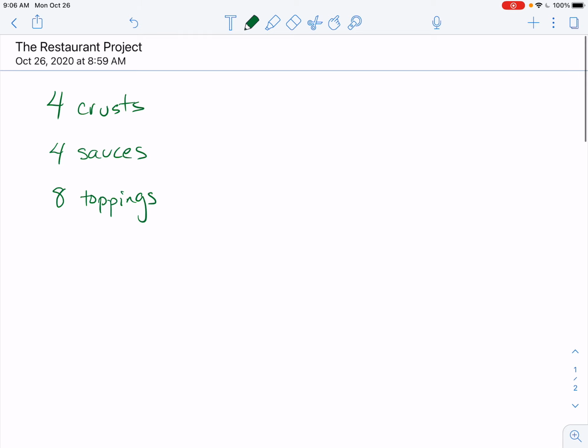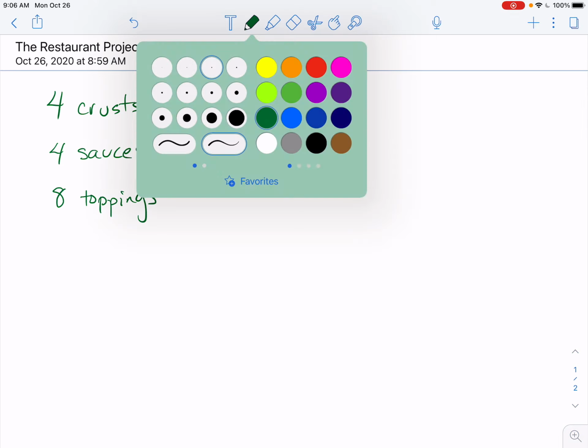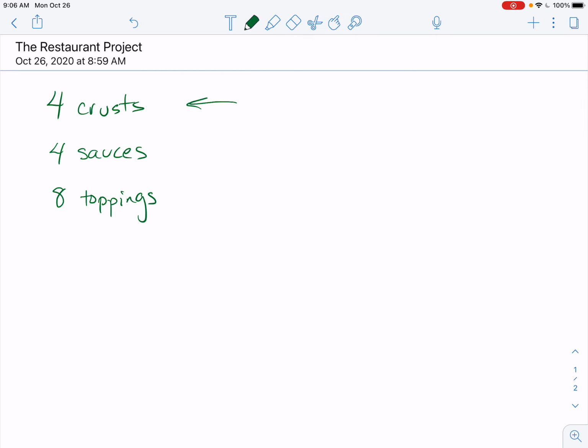I would argue that when it comes to the crust, you can only have one of them. Okay, so you need to have a crust, but you get your choice out of the 4. So there's 4 things that you're going to do from here.